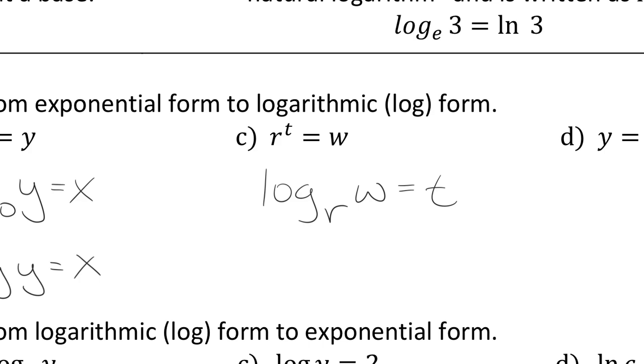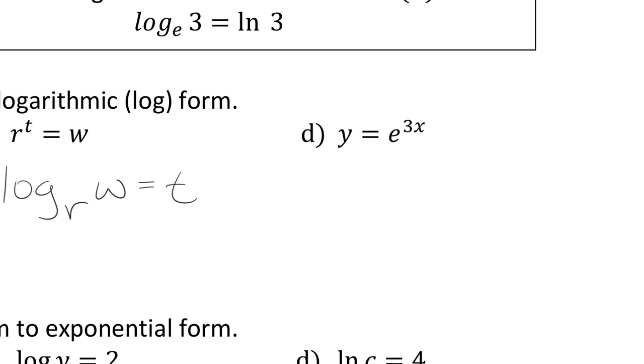Now what about this last one? What is the base? E is the base. The base is the thing with the power. So what has a power here? E. So we're going to put down log base E. Now here's where it's interesting. We do need to switch the inputs and the outputs. What was the output a second ago? Y. That becomes the input. What was the input? That becomes the output.